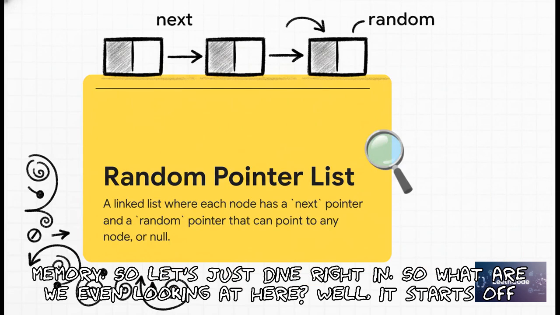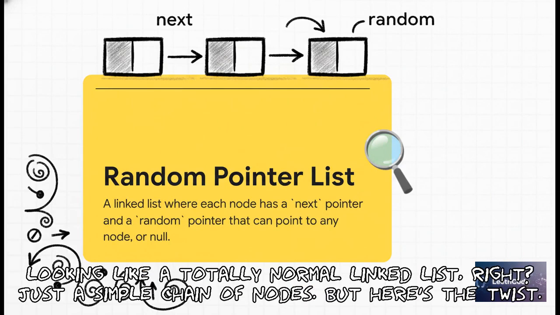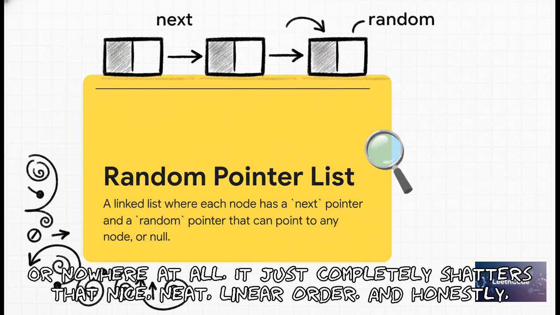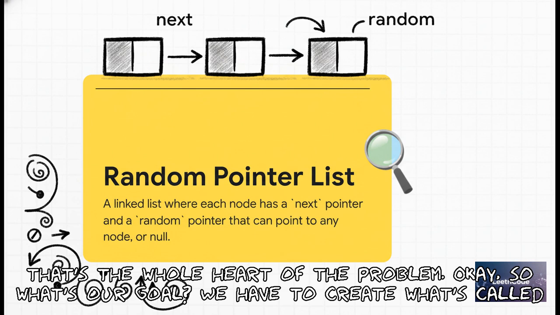So what are we even looking at here? Well, it starts off looking like a totally normal linked list, right? Just a simple chain of nodes. But here's the twist. Each node has this extra random pointer. And this little guy can point to any other node in the list, or nowhere at all. It just completely shatters that nice, neat linear order. And honestly, that's the whole heart of the problem.